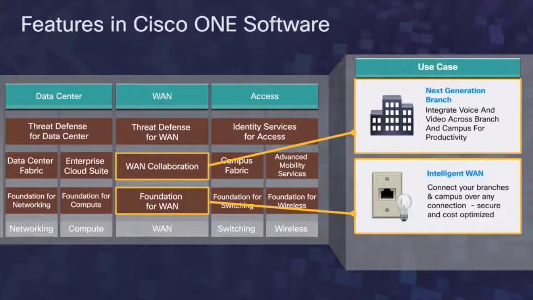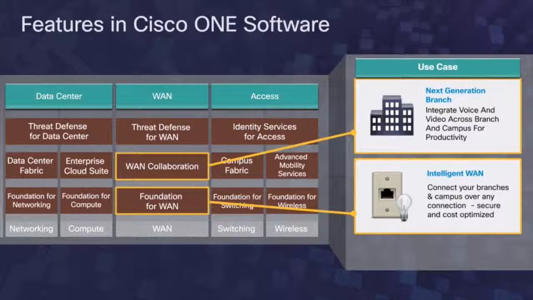A clear understanding of use cases in general and the capabilities that are provided in each suite of Cisco One software is critical to your sales success. At the foundation level, Cisco One software will allow you to create an intelligent WAN. You can connect your branches and campus over any connection, secure and cost-optimized. All of the software needed to accomplish this, such as intelligent WAN, performance-based routing, application visibility, context and optimization.